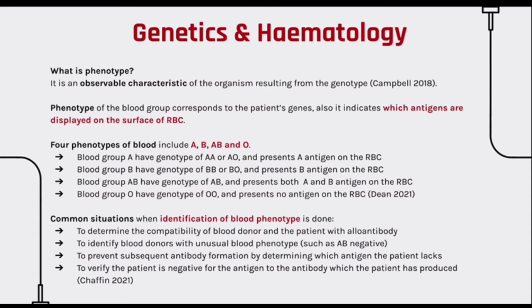Some common situations when identification of blood phenotype is done are for identification of blood donors with unusual blood phenotype and for prevention of subsequent antibody formation by determining which antigen the patient lacks.